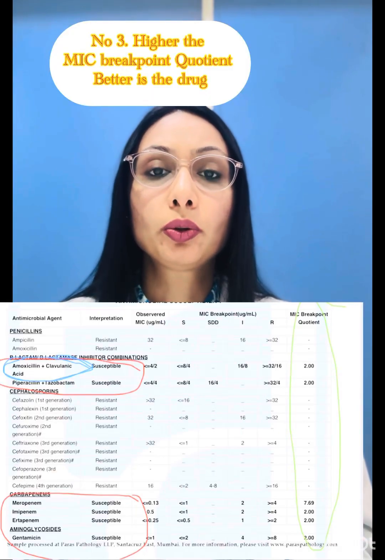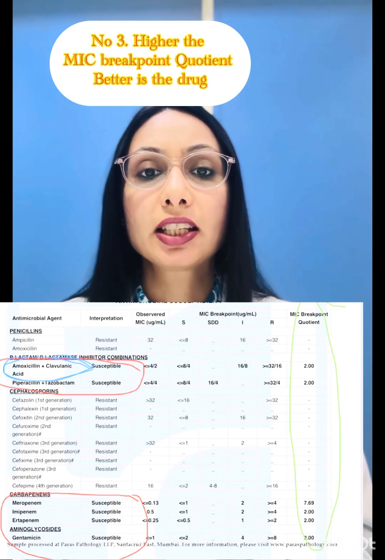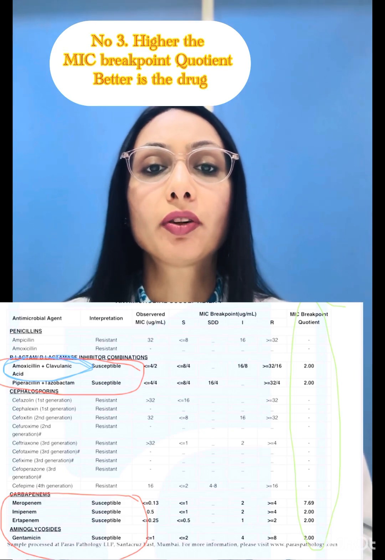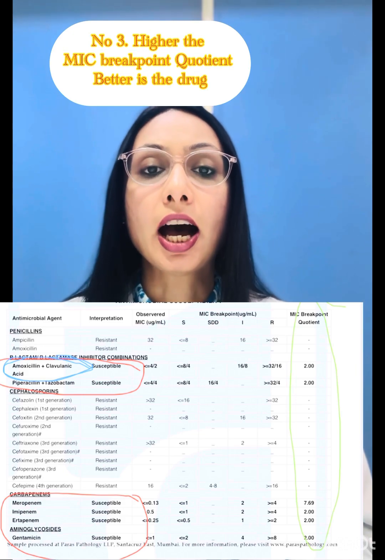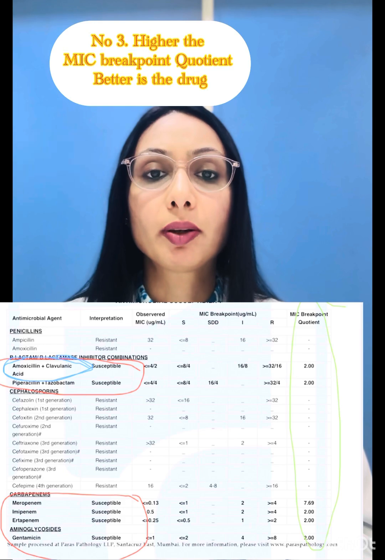Number three, go to the right hand side, the last table, MIC breakpoint quotient. See this quotient. This quotient is reported for all the susceptible drugs. The higher the quotient, the better is the drug, and the chances of developing resistance during the therapy are very less. So you should always go for those particular antibiotics which have the highest MIC breakpoint quotient.